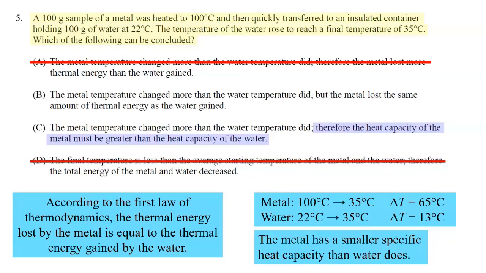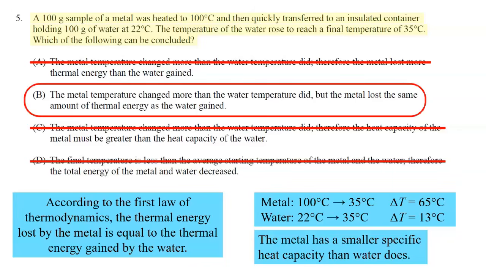So in choice C, it says the metal temperature changed more than the water temperature did, which is true, but it goes on to conclude, therefore the heat capacity of the metal must be greater than the heat capacity of the water, and that part is not true. So we can eliminate choice C. So as you can see, the correct answer to question 5 is choice B. The metal temperature changed more than the water temperature did, which is true, but according to the first law of thermodynamics, the metal lost the same amount of thermal energy as the water gained. So again, the correct answer to question 5 is choice B.